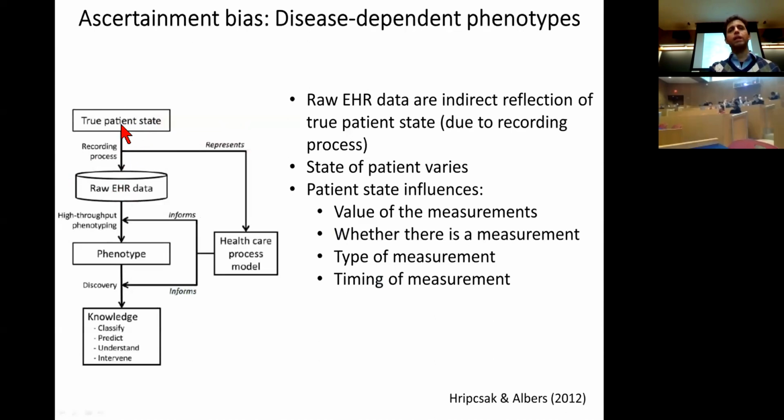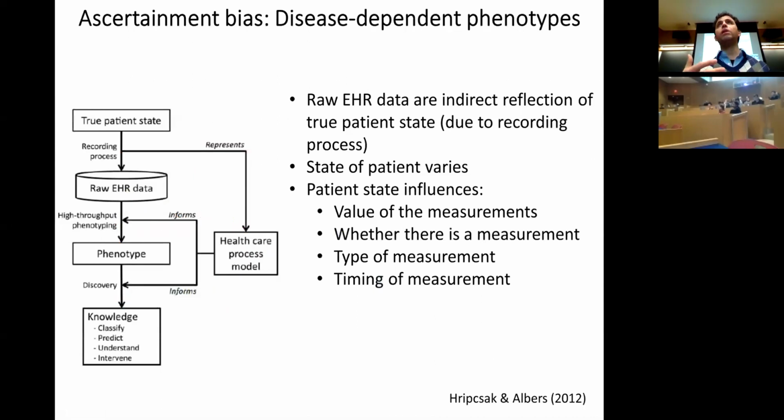But what's really interesting is that the true state also dictates the type of healthcare that the person will go under. So whether a person will be treated or not, we'd like to think, is dependent on the true state of that patient, if the doctors are able to do an accurate diagnosis. And that can in turn inform the types of phenotypes that are gathered for those individuals.